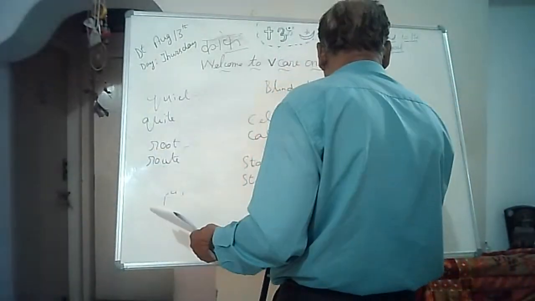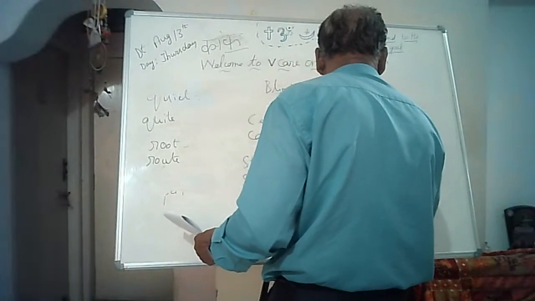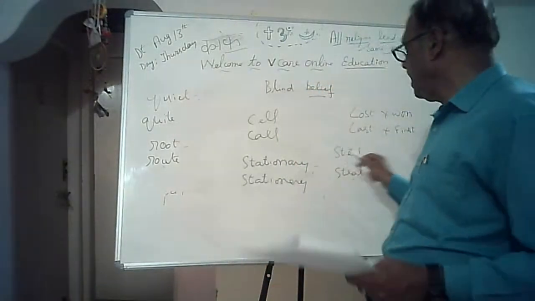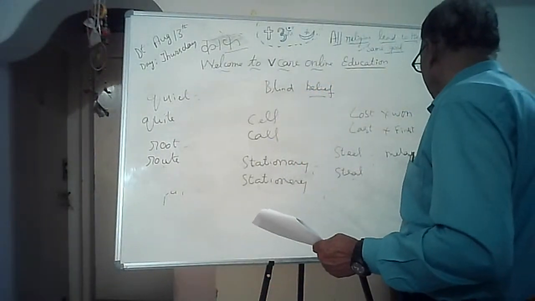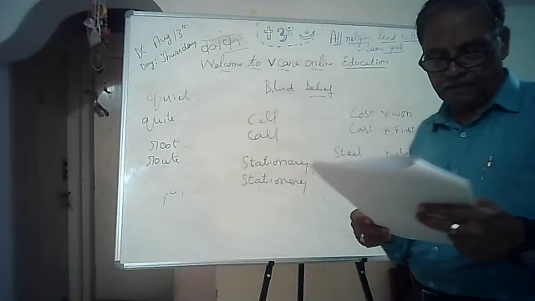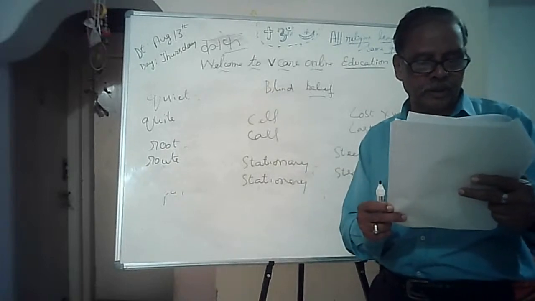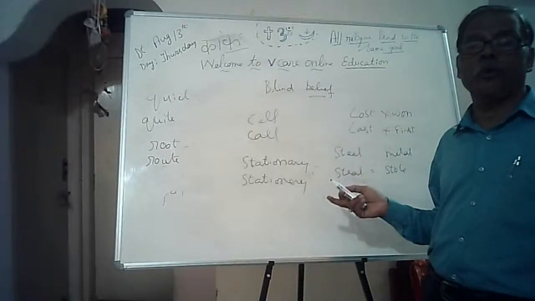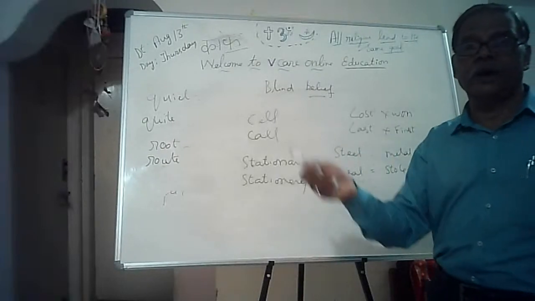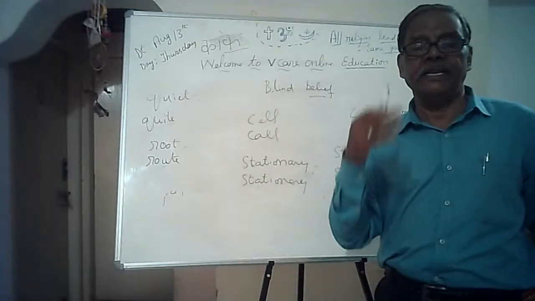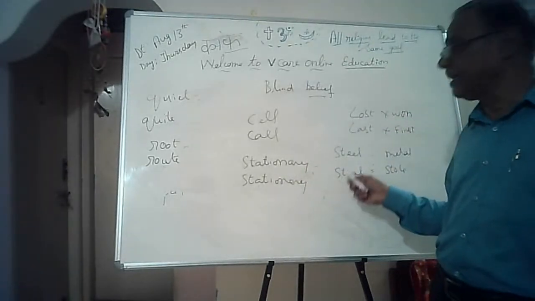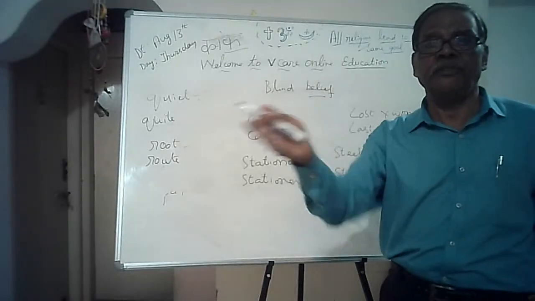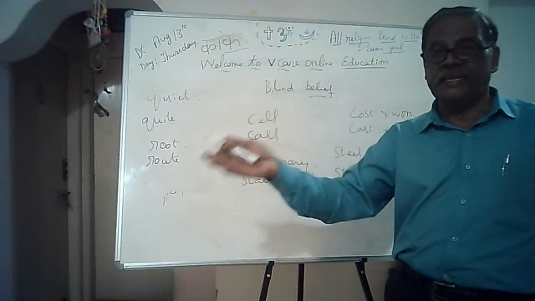Steel. S-T-E-E-L, steel. S-T-E-A-L, steal. This steel is a metal. The thief, he stole my watch. Thieves entered the house and stole. Don't steal things of others. Steal means to rob. This steel is metal. This table is made of steel.